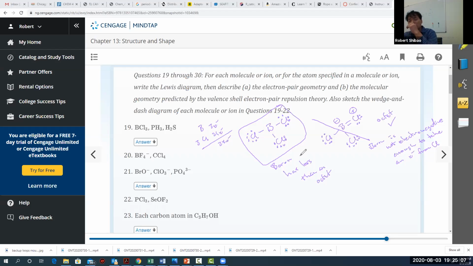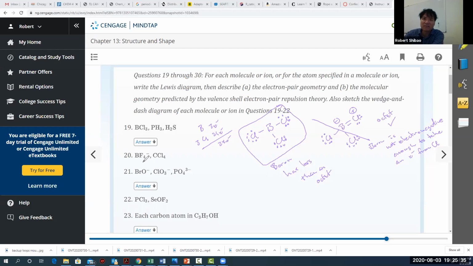So this is the only one. Otherwise, we really worry about getting the octet. And so we did all those structures earlier, but in this case here, boron is stuck with less than an octet here, because in this scenario, it has to take an electron from chlorine.